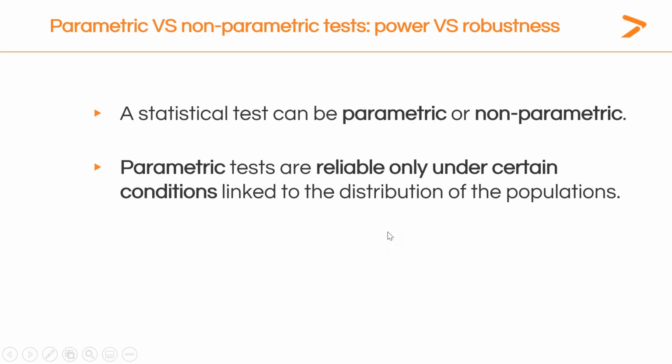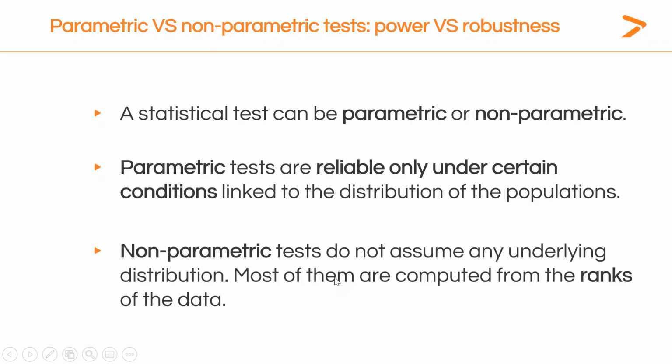Parametric tests are reliable only under certain conditions linked to the distribution of the population. We saw that for Student's t-test for 2 independent samples, we need to have equal variances and we need to verify the normality of each group if we have less than 30 individuals in each group. On the other hand, non-parametric tests do not assume any underlying distribution, and most of them are computed from the ranks of the data. So non-parametric tests are valid in a wider range of situations.